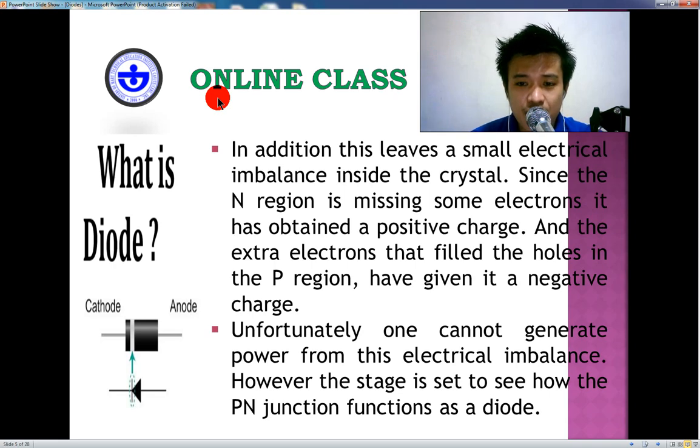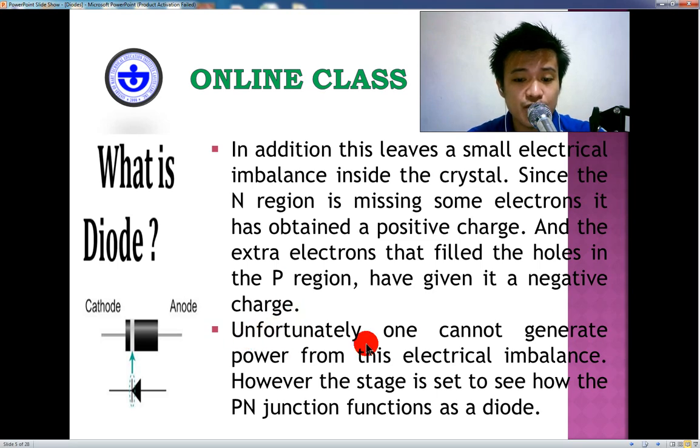Yes, so when your diode is connected in reverse bias, an imbalance forms inside its crystal, its body. Since the n region is missing electrons, it obtains a positive charge. When the negative side is connected towards the positive, the negative region will be missing some of its electrons and will obtain a positive charge, and the extra electrons that fill the holes will go to the p region and give it a negative charge.